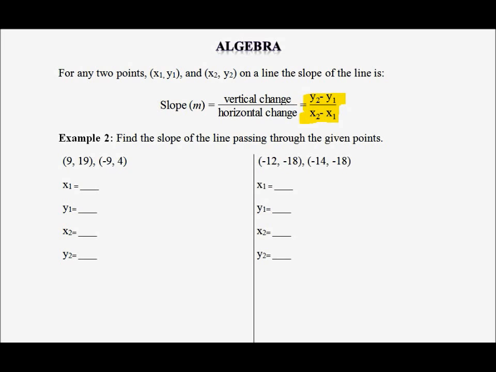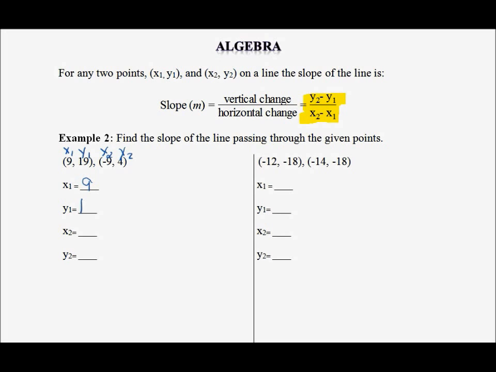So we need to identify our x1, y1, x2, y2, and just substitute those numbers back into our formula. So for this first ordered pair, this is going to be my x1, this will be my y1, -9 will be my x2, and 4 will be my y2. Okay, so now I put these over here because sometimes students get confused and mix their numbers up in the formula. A lot of students will just want to subtract the first ordered pair from the second ordered pair, and that's wrong, okay? So my x1 value is 9.